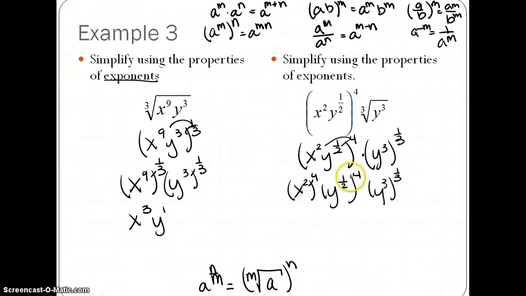From here, all of our exponents simply multiply together. So 2 times 4 is 8, 1/2 times 4 is 2, and 3 times 1/3 is 1. The last step is to combine like terms. We do have 2 y's, so we're going to add our exponents and get x to the 8th y cubed.